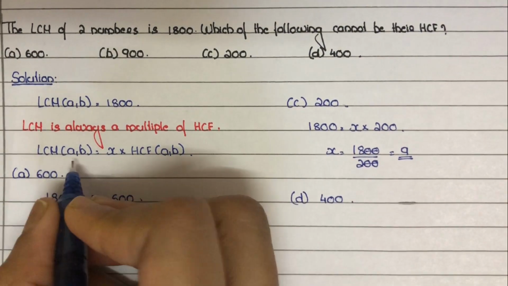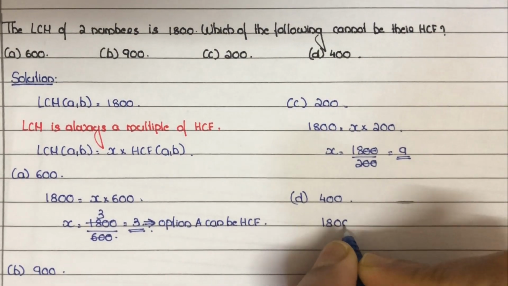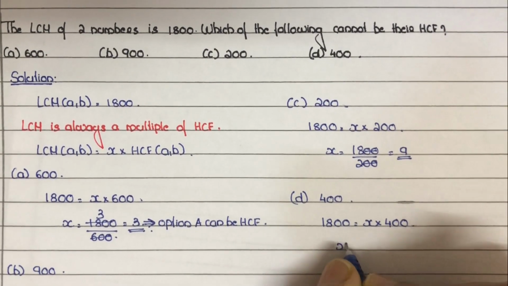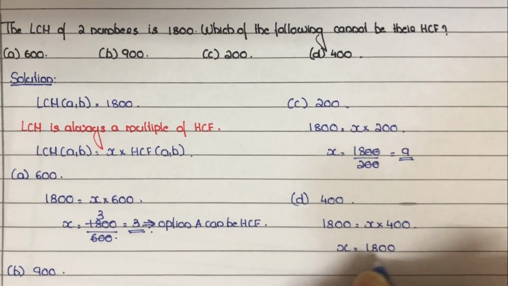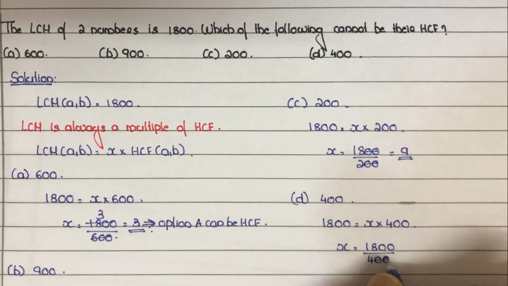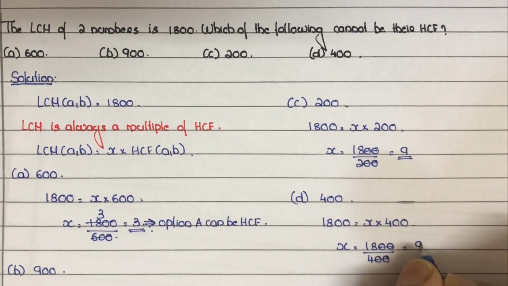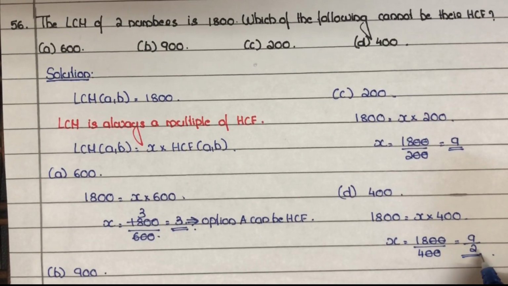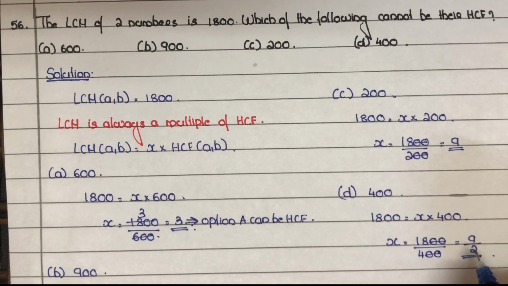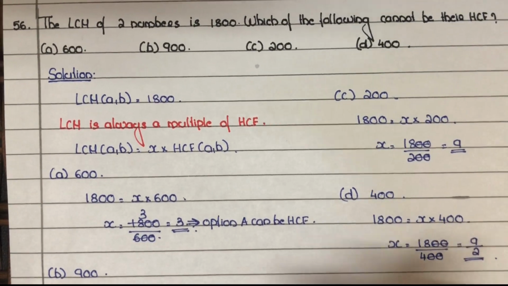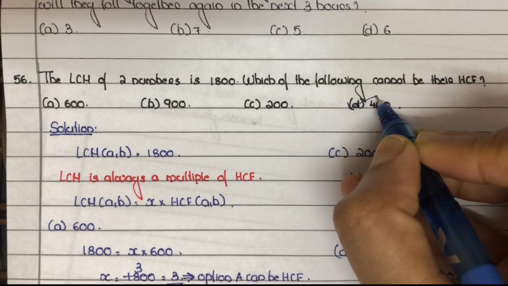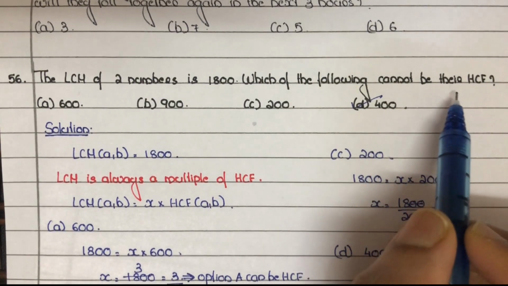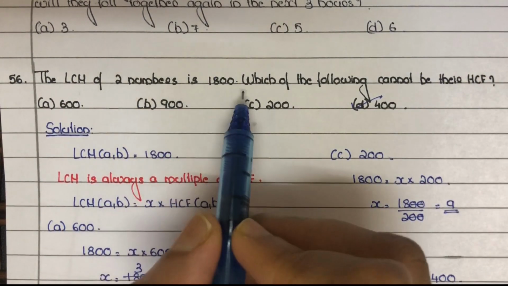LCM of A, B is 1800, which equals X into HCF, where HCF is 400. So X equals 1800 by 400, which is 9 by 2. It is in decimal form, right? 9 by 2 is 4.5. So it cannot be the HCF of the given two numbers. So the answer is option D. The question is to find out which of the following cannot be the HCF. So 400 cannot be the HCF of two numbers with LCM 1800.